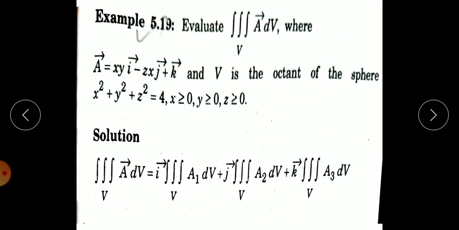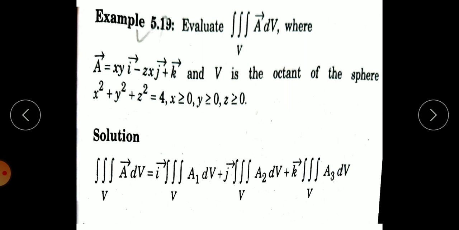Next problem, evaluate triple integral over V of A vector into dV, where A vector is given, V is the octant of the sphere they have given, and they have given one more value for finding the limits. So V is the octant of the sphere. We know the sphere, how it will be. If you just imagine the globe, it's a sphere, spherical shape only. So we have to see the octant.